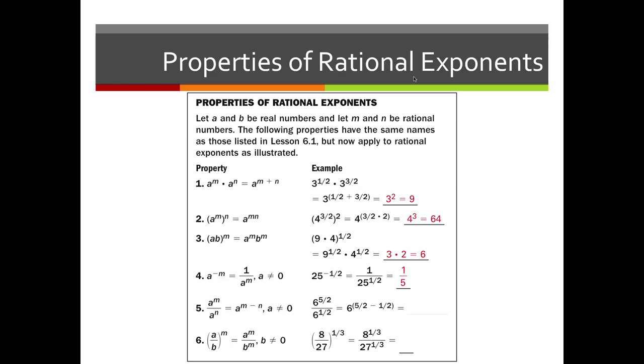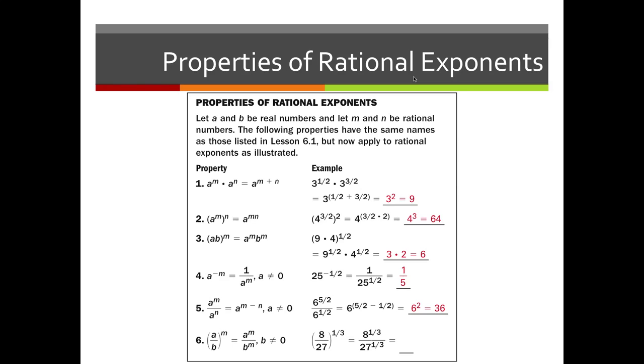In number 5, we can have 6 to the 5/2 power over 6 to the 1/2 power. The division allows us to subtract our exponents, and so if we take 5/2 minus 1/2, that's going to be 4/2, or 2, and 6 squared would leave us with 36.